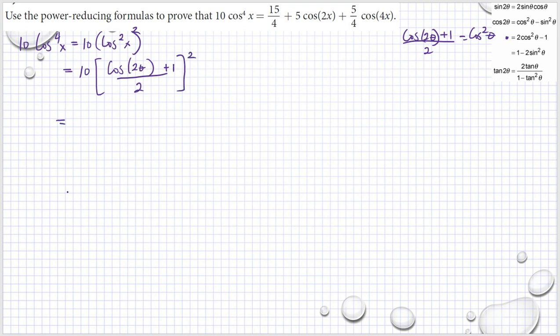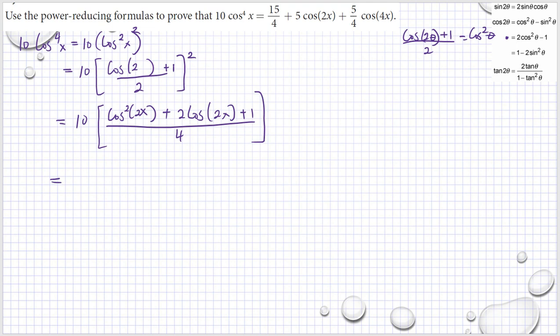squared. And then we expand. We have cosine squared 2 theta, sorry, it's x, not theta, so cosine squared 2x plus 2 cosine 2x plus 1, divided by 4.